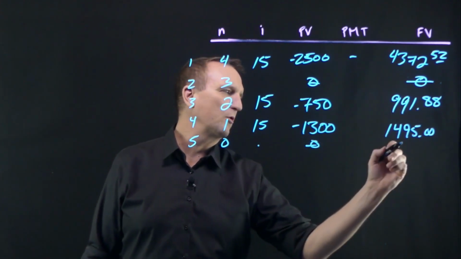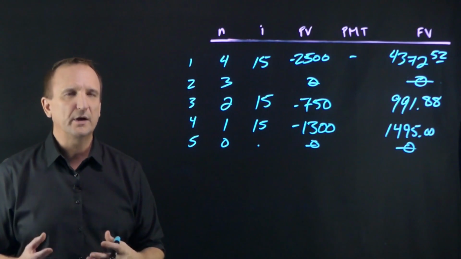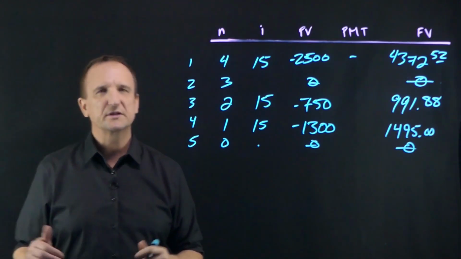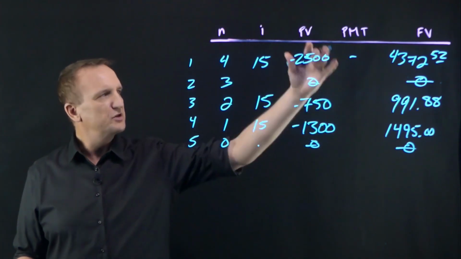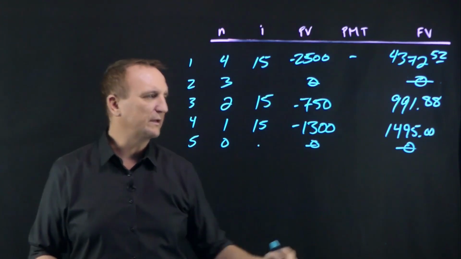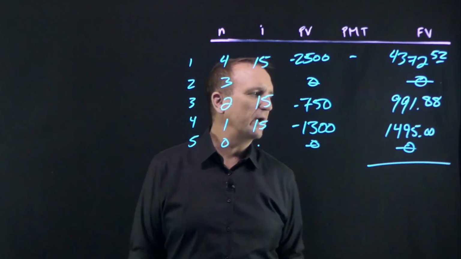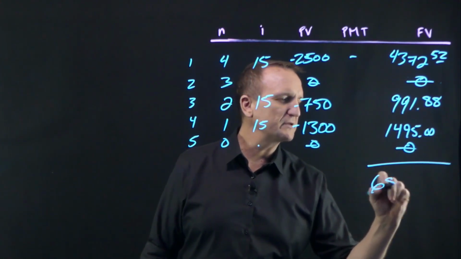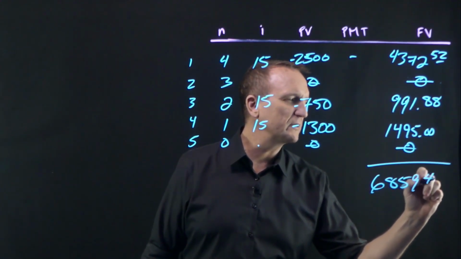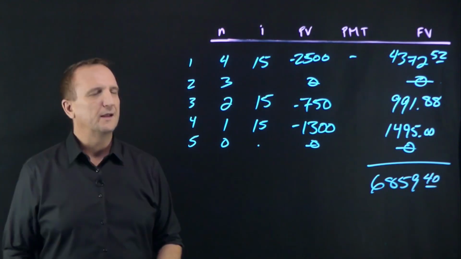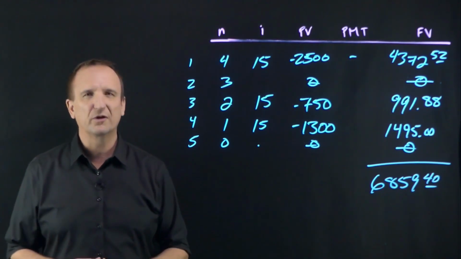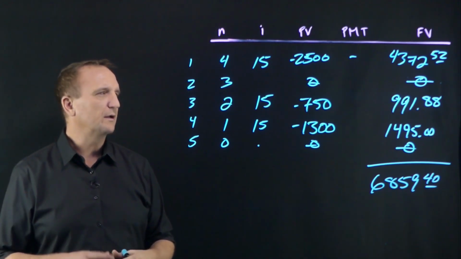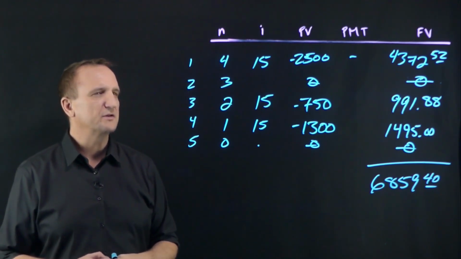So that's 0. So when you have variable deposits like this, it's better to just look at them as separate investments and then just tally up how much money you have at the end. And in this case, if you add it all up, you would have $6,859.40. Again, this is very much a textbook question. It's not really something that you're going to have to figure out in real life, especially not like this, but that's how you solve this problem.